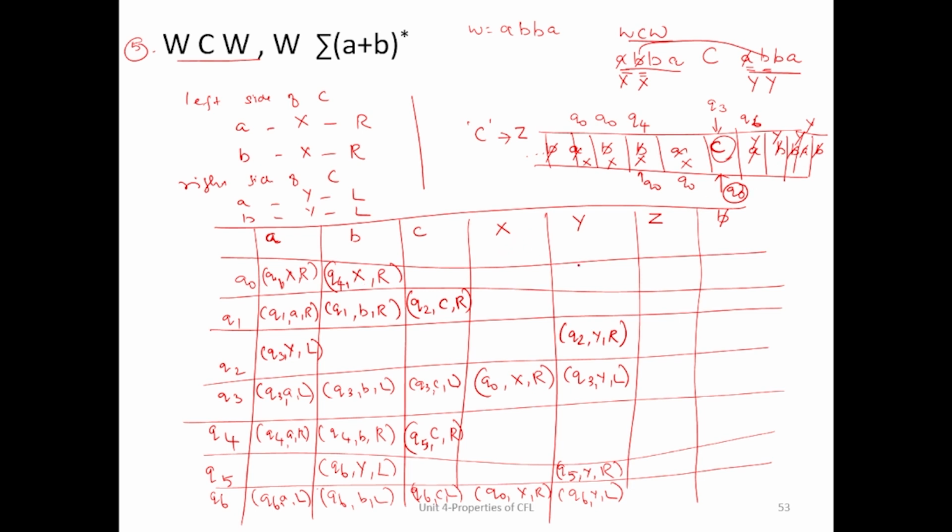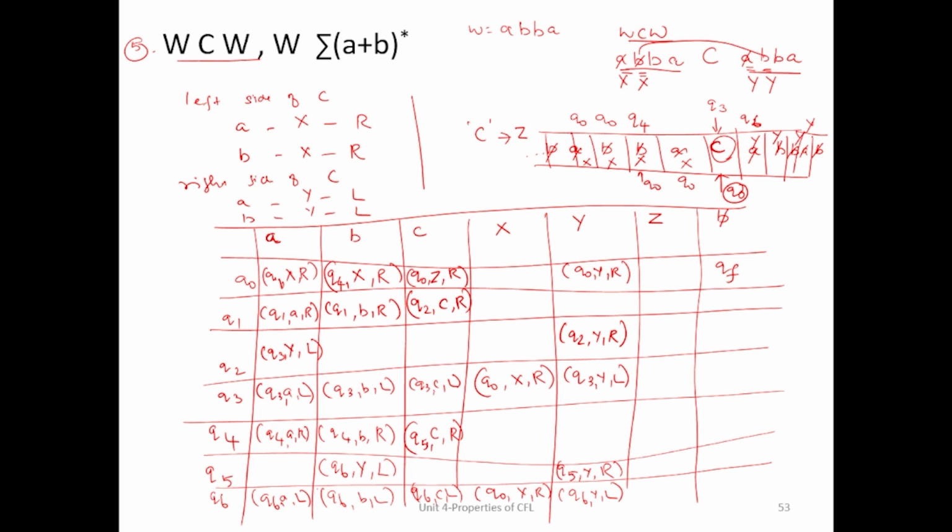So if Q0 reads C, we just replace it as Z and stay in the same state, move to the right direction. Then the right side only contains Y values. After that, there is a possibility that the final state can occur. So these are the 7 states that are possible for WCW.